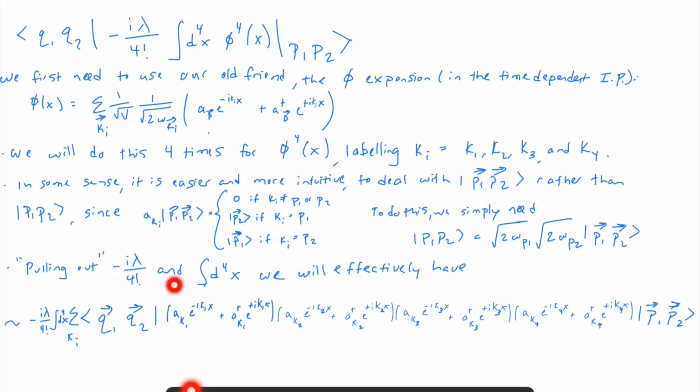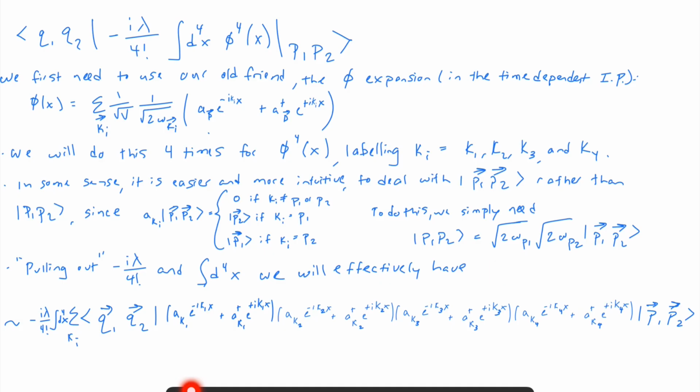So on this next line, we'll pull out a bunch of stuff from this inner product. I'll pull out this factor over here, minus i lambda over 4 factorial. This integral over d fourth x I can also pull out and put over here. A lot of these sums that are going to be here, I'm also going to pull out of the inner product. I'm going to have 4 different sums. I just symbolize it here as a single sigma sign, but wrote k_i for k1, k2, k3, and k4. It's really 4 sums over here.